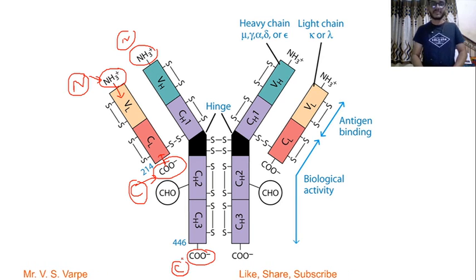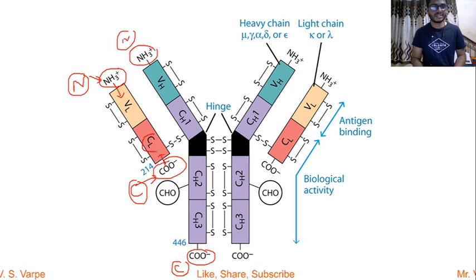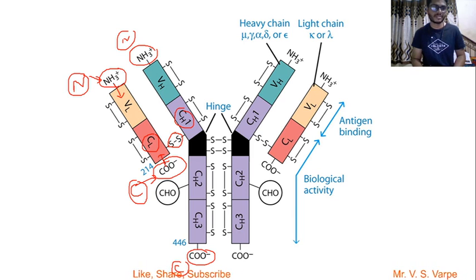Okay, then here this one is the constant light chain and this one is the constant heavy chain. The constant light chain and the constant heavy chain are attached to each other with the help of a disulfide bond. Okay, the variable light region and the variable heavy region are not attached here by disulfide bonds.